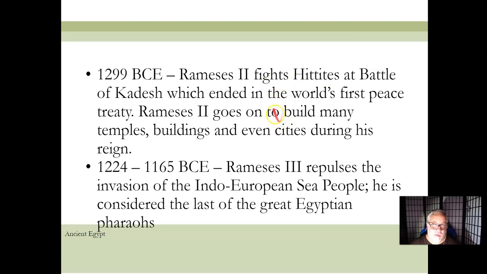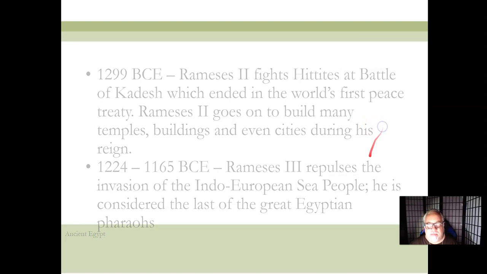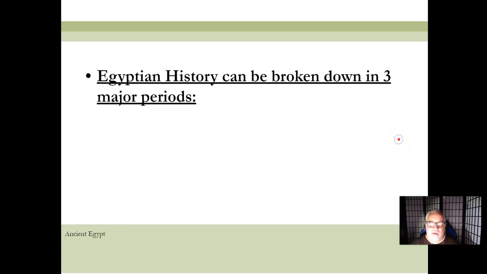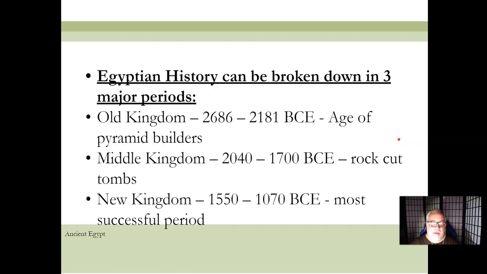So Ramses creates the world's first peace treaty with the Hittites, and we'll talk about that a little bit because he couldn't beat them and he wanted to go down in history as being famous. What he did instead is went on to build stuff and temples and cities and everything else and put his name on everything so that everyone would remember him, since he was a failure at war, although he didn't lose either.